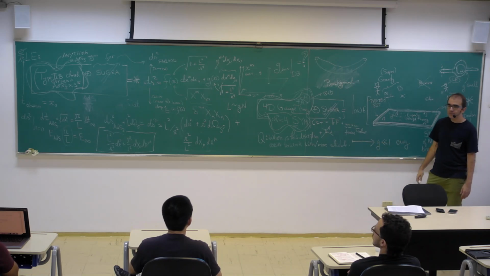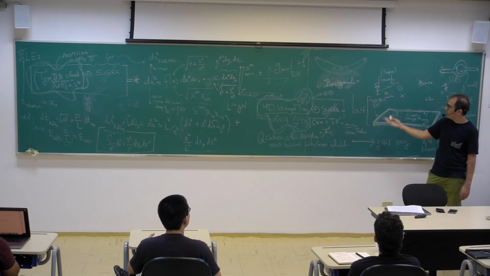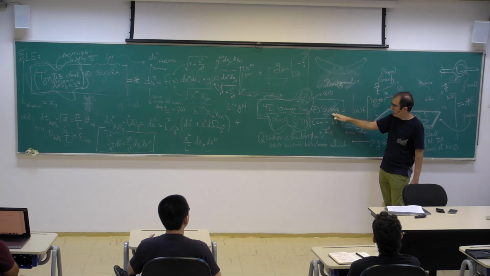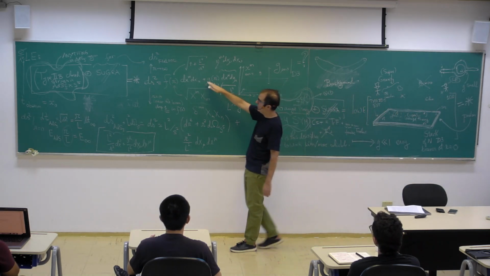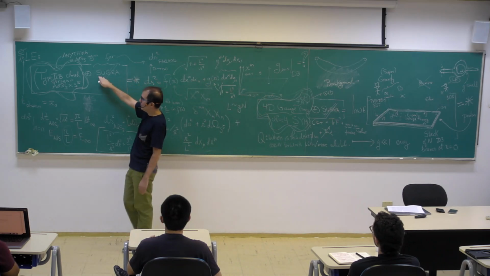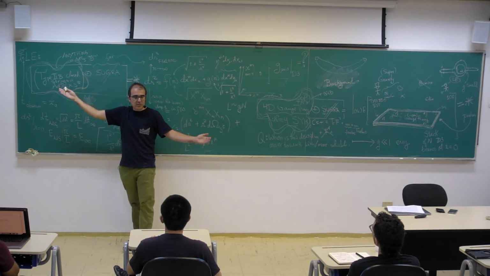Yeah, but why is type 2B special here? If I don't put type 2B but put some random string theory, I don't know what this low energy theory is, I don't know what the background is, I don't know what this supergravity is, I don't have any control.